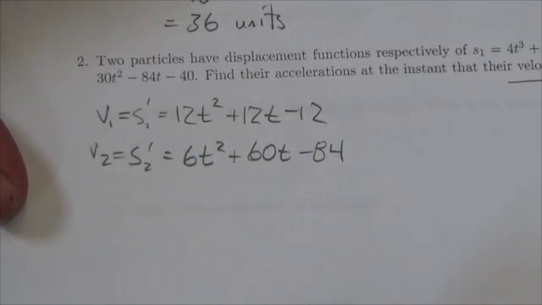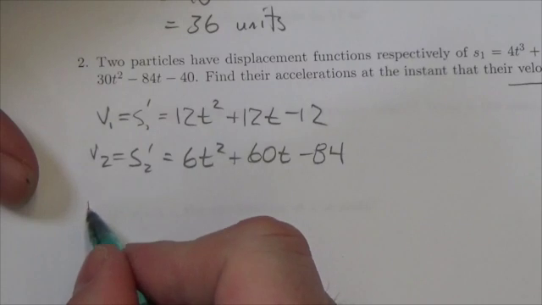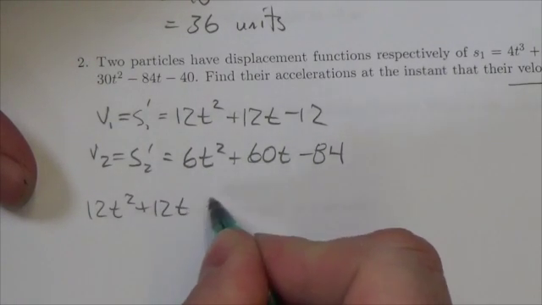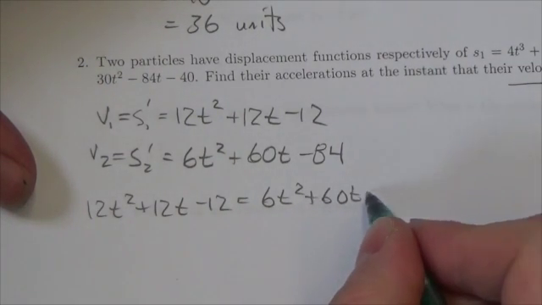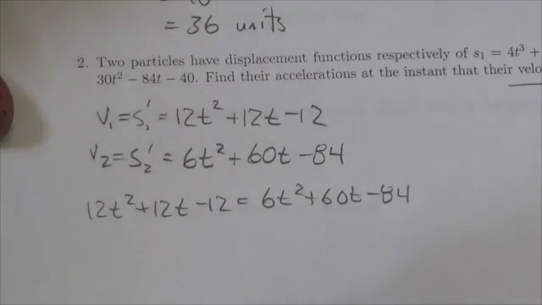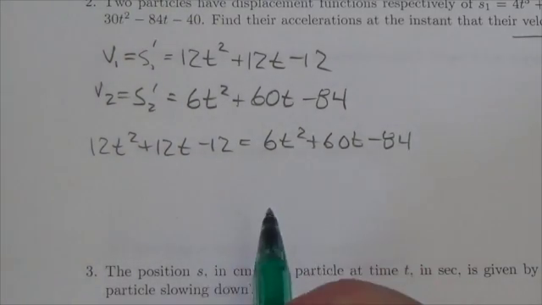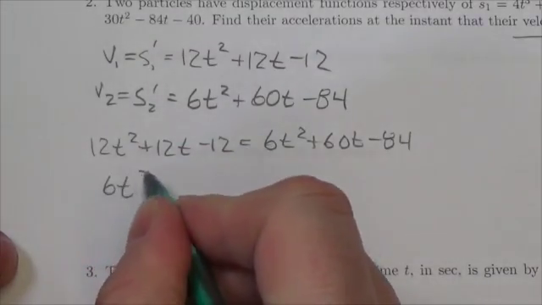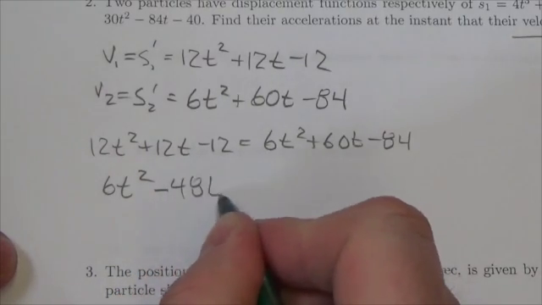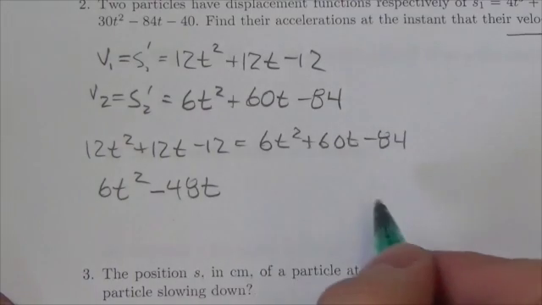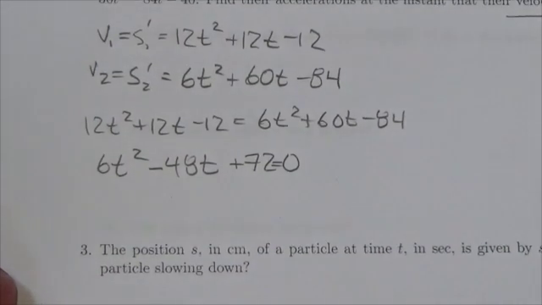Okay, so now what I'm supposed to do here is set these two expressions equal to each other. So 12t squared plus 12t minus 12 is equal to 6t squared plus 60t minus 84, and I'll solve for t here. The nice thing is this is really just going to end up being a nice little quadratic. So I'll bring that 6t squared over, and I'll get 6t squared here. I'll subtract the 60t from both sides, and I'll be left with a negative 48t on this side. And then I'm going to add 84 to the other side, and that's going to leave me with a positive 72, all equal to 0 on the left-hand side here.